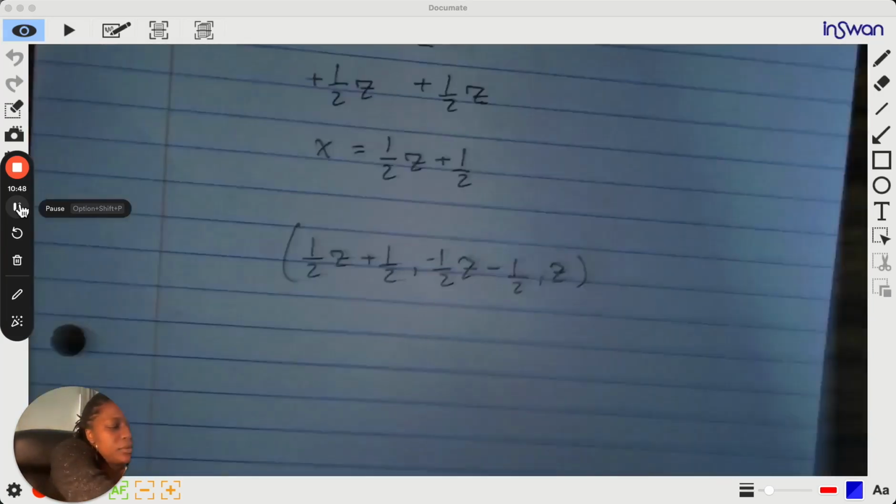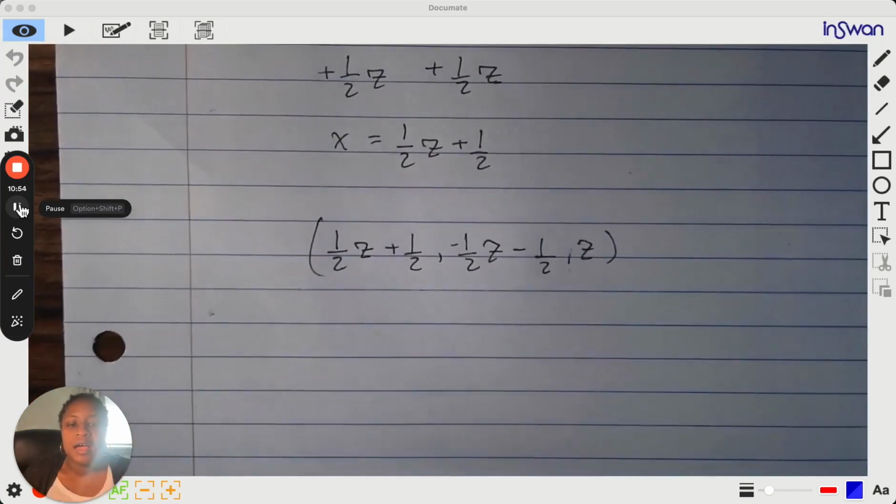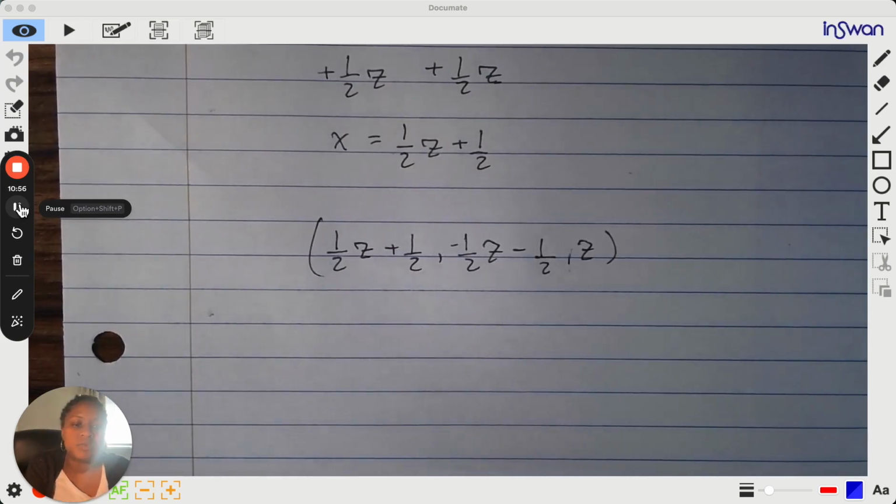1/2 z plus 1/2, -1/2 z minus 1/2, and z.